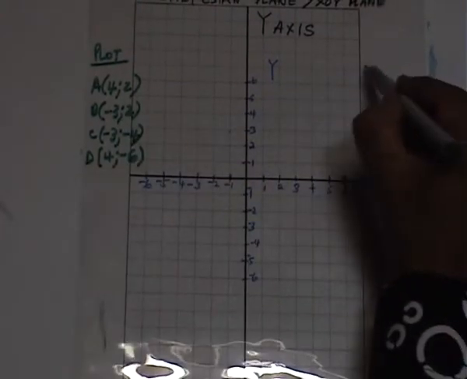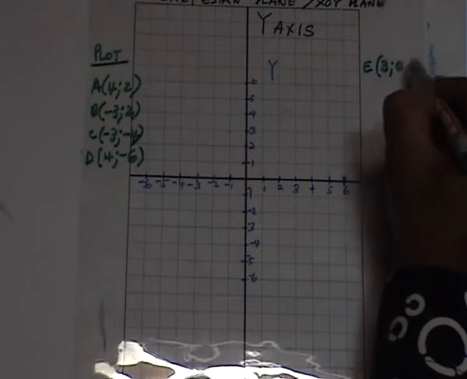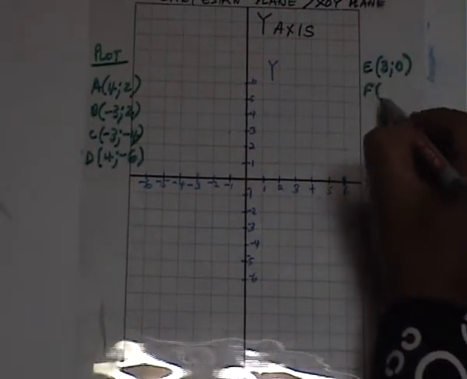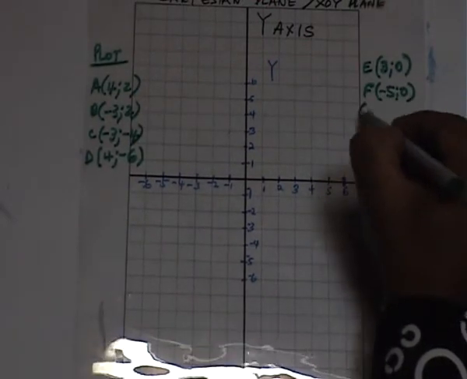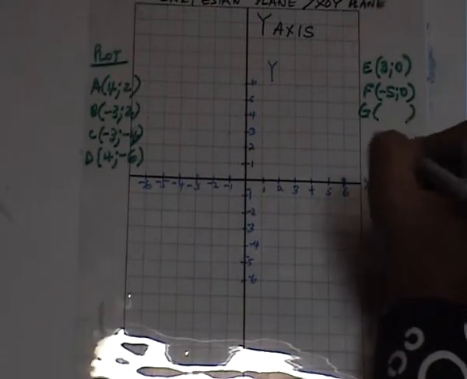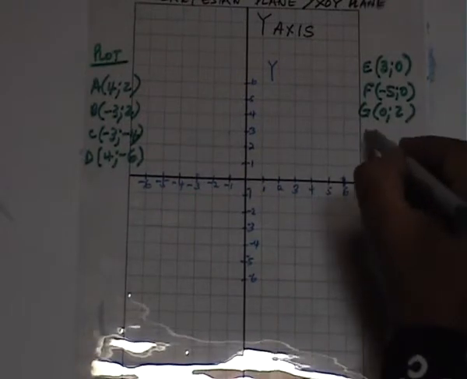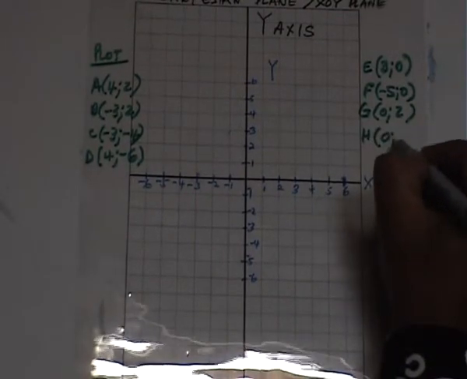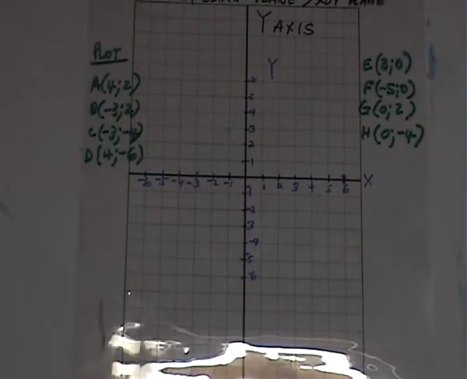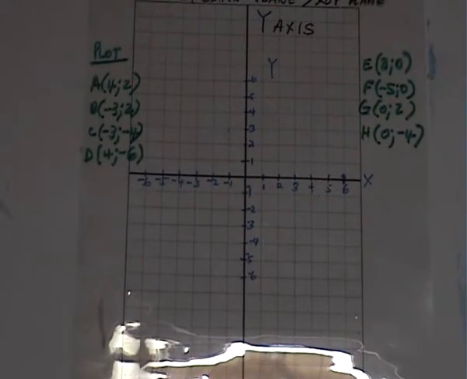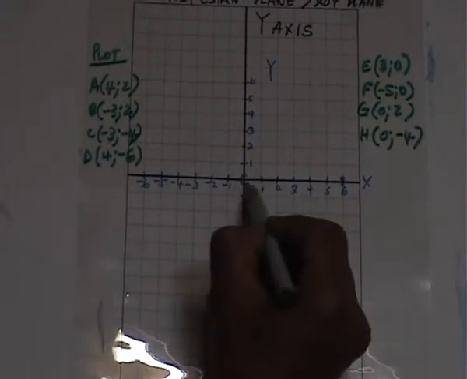Then I want you to plot E, which will be 3, 0. Then I want you to plot F, which will be minus 5, 0. Then I want you to plot G, which will be 0, 2. And then I want you to plot H, which will be 0, minus 4. Alright, so you're going to plot these points. So draw the Cartesian plane, or draw the system of axes, and then plot these points.